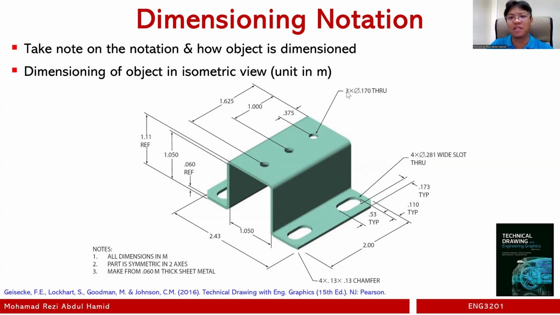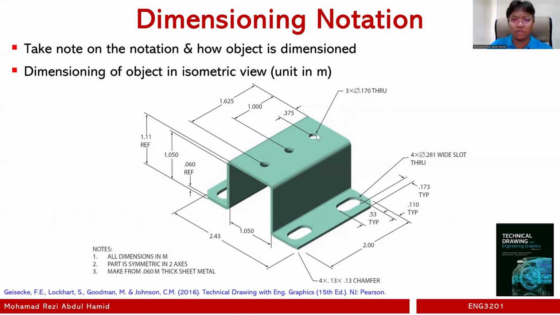For example, here I have 3 times diameter of 0.1702. What does it mean here? It means I have 3 holes, 1, 2, 3 holes, drill 2. Drill 2 means that you can see the other side of the object, and then they have a dimension of 0.17 meters, around 17 centimeters, so 170 millimeters. So you have to multiply by 1,000, right?